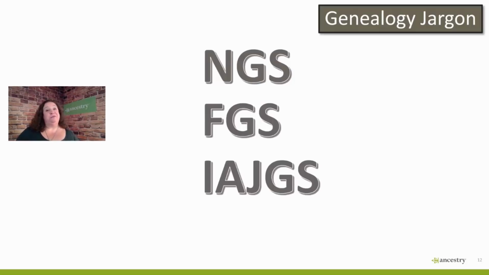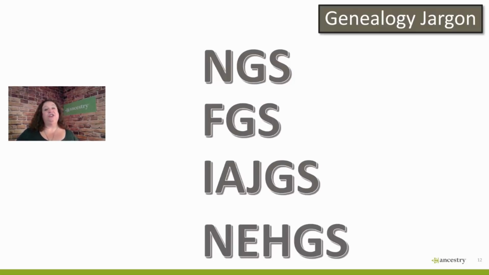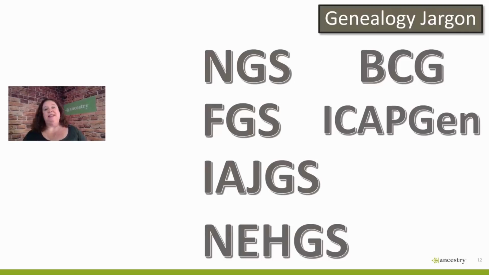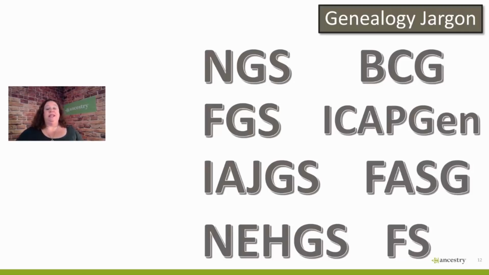Now, a little bit of alphabet soup for you for just a minute. There are larger genealogical organizations that you might not be aware of, and you may see some of these acronyms floating around the internet. So NGS stands for the National Genealogical Society here in the United States. FGS is the Federation of Genealogical Societies, and it is an umbrella organization for genealogical societies around the world. IAJGS is the International Association of Jewish Genealogical Societies, and as its name suggests, is an umbrella organization for Jewish genealogical societies around the world.